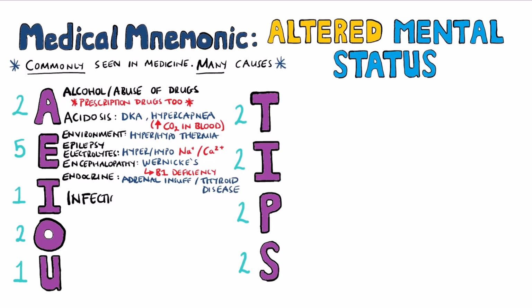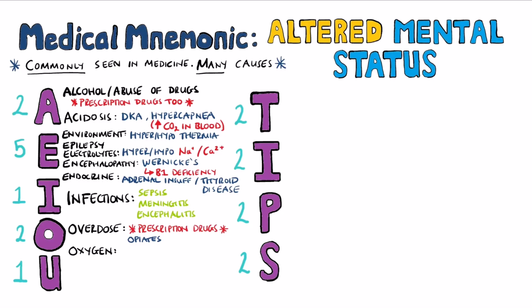Our first I is for infections, so think sepsis, encephalitis, or meningitis. Often people will complain of a stiff neck and photophobia in meningitis. O brings us back to drugs, overdose. Again, you need to consider prescription medications such as benzodiazepines as well as overdoses on things like opiates. The other O is for oxygen. Often people can present with an altered mental status due to hypoxia. This can come from many different causes, but some common ones include pulmonary edema, pneumothorax, or an arrhythmia.